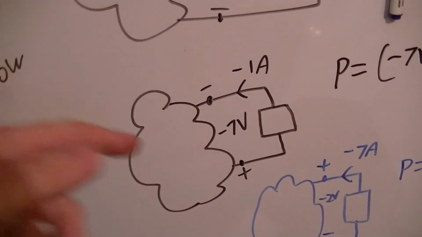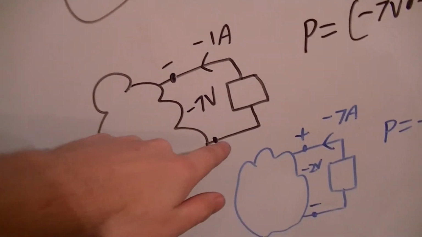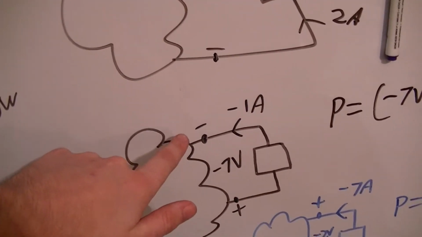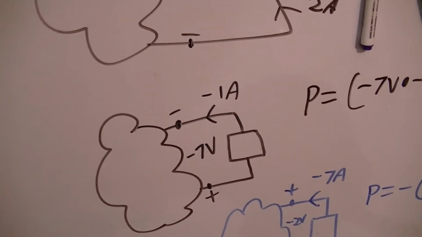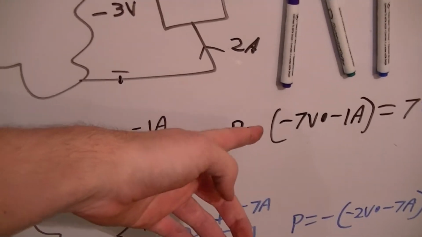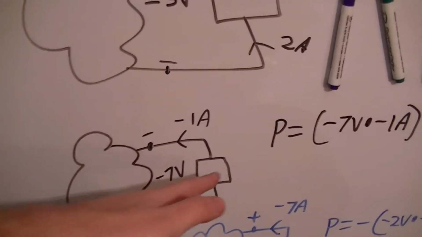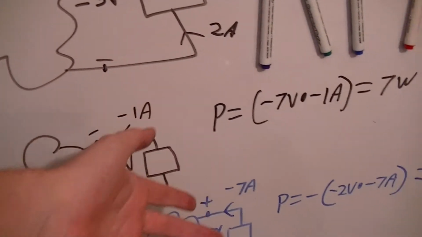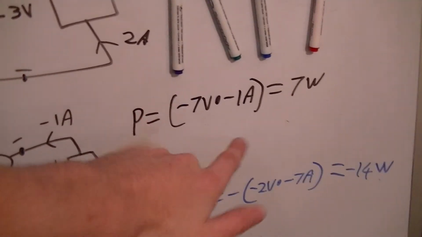Now, next example. Same direction of the current: it goes from a relative positive to a relative negative, so assume that that is a load. So again, positive, which in this case is just represented by nothing in the power equation. Then multiply negative 7 volts times negative 1 ampere, 7 watts, because again the two negatives cancel out.